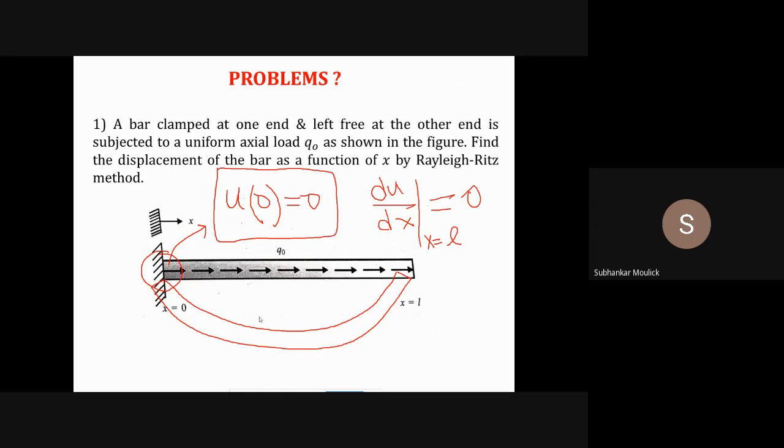See the diagram and tell me. Which component will I take for finding out the external work done on the body? Tell me, which one will you use? Which equation will you use, first one, second one or third one?